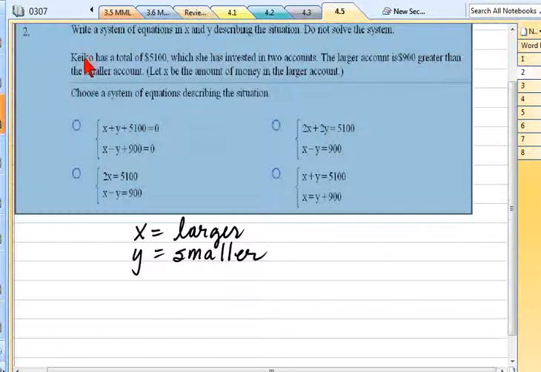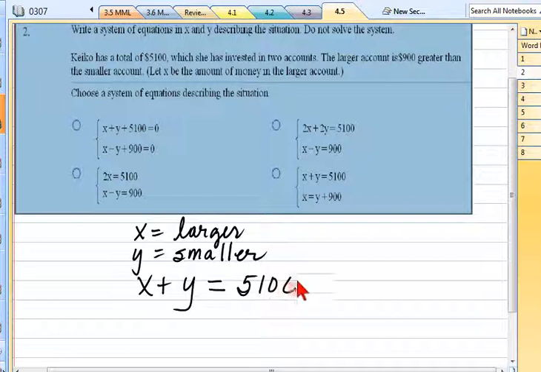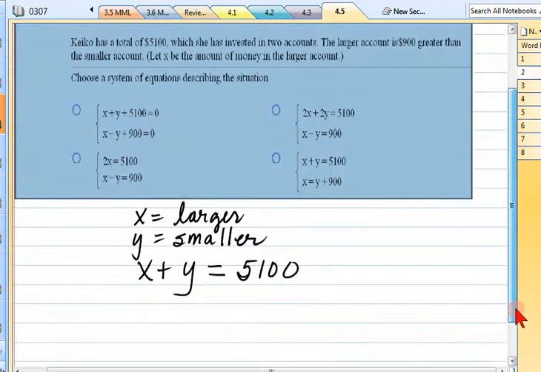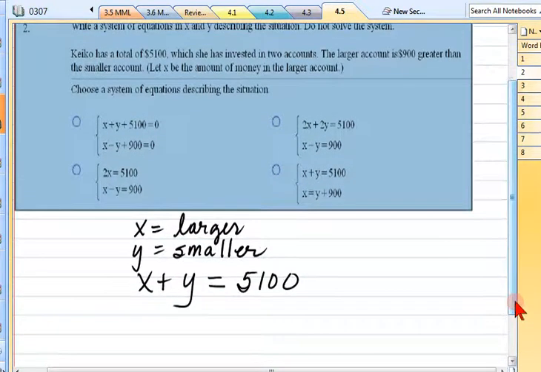The first one, Kiko has a total of $5,100. Mathematically, what does total mean? What operation does it tell you to do? Add. So, do you agree that the total means that X plus Y, the larger account plus the smaller account, equals 5,100? Does that make sense? Now, I need to come up with another equation, and it's hard for me to get the whole thing on there, so I'll move it in just a minute.